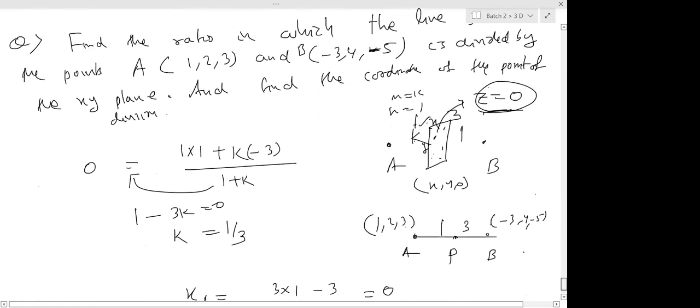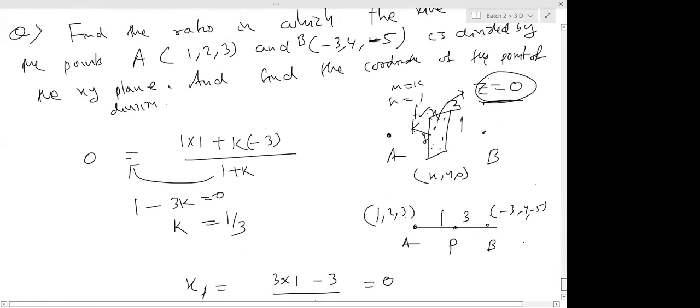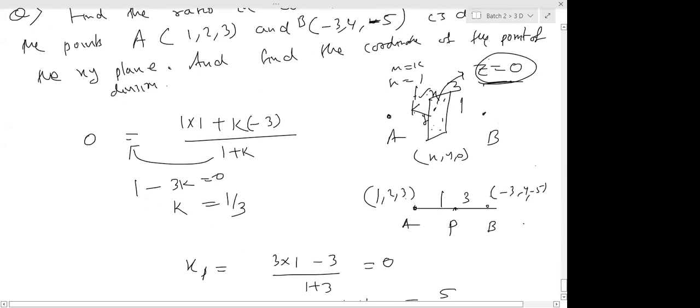Did I write the z coordinate wrong? Yes, I wrote the z coordinate wrong. Nobody is even saying this. So nobody is focused in the class, I believe. This is 1 into 3, not 1 into 1. So this is 3 minus 3. So the value of k is 1.